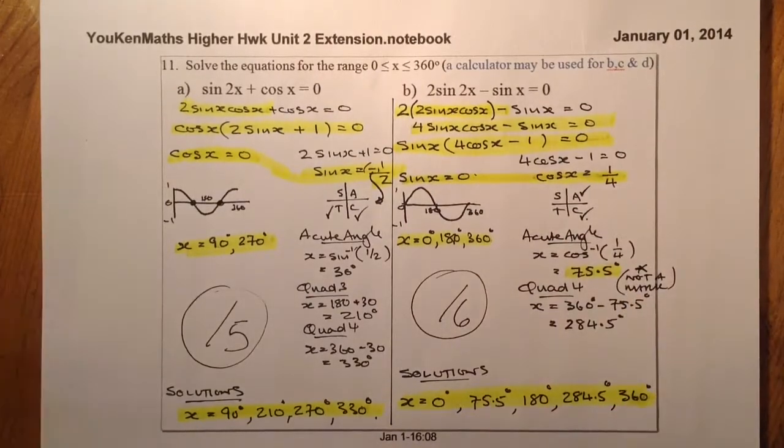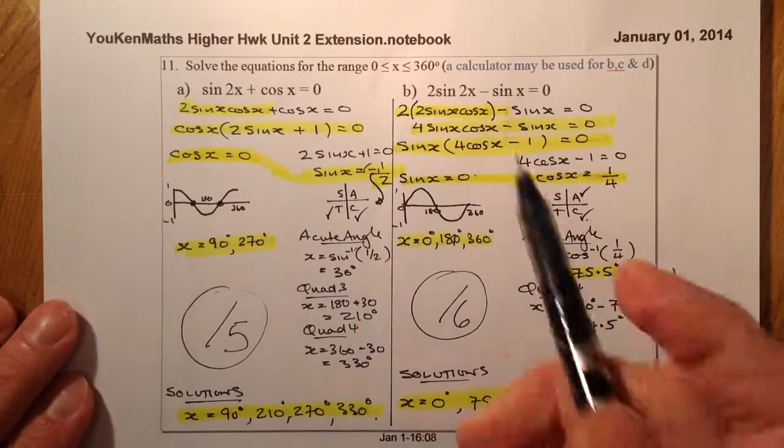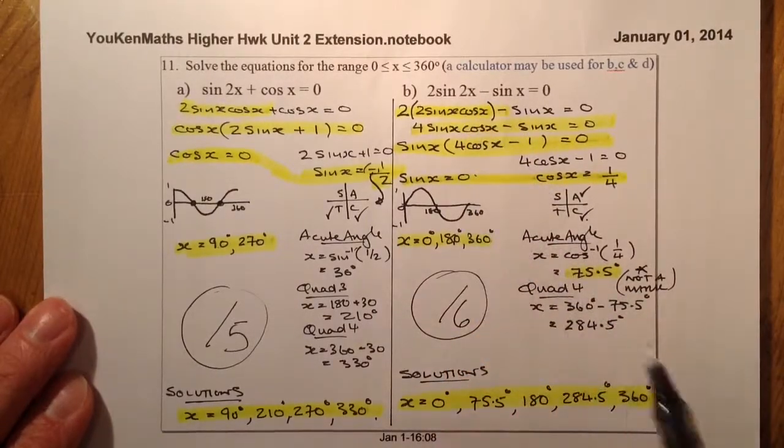Okay. And that's 11 part B out of 6, wasn't it? 1, 2, 3, 4, 5 and 6 out of 6 marks.